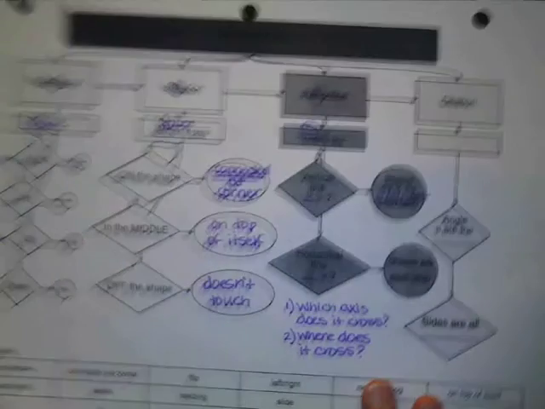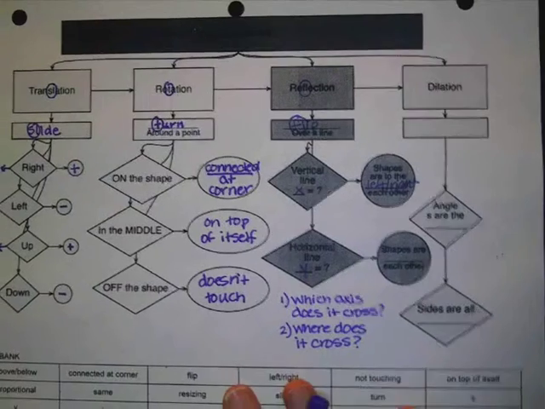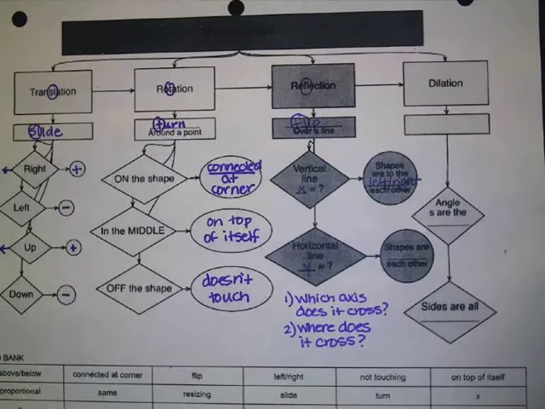Okay, we're not done with reflecting yet. If we reflect over a horizontal line, let me just act this out here. The shapes are what? Above and below. Above and below.